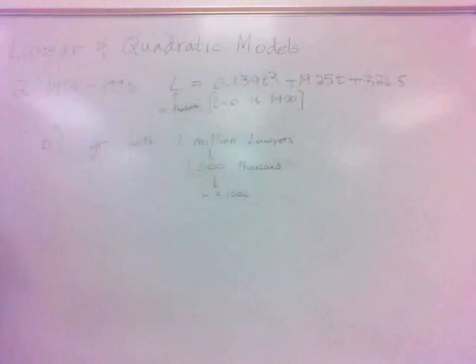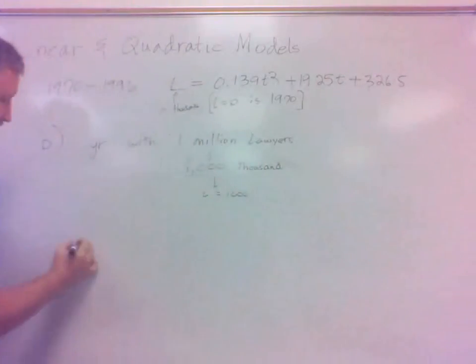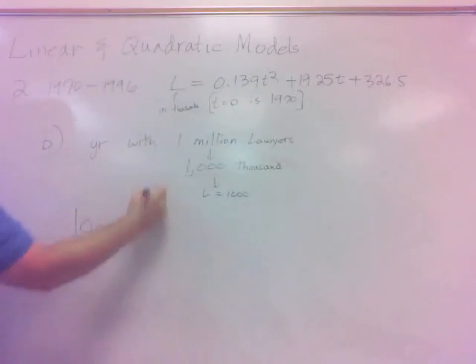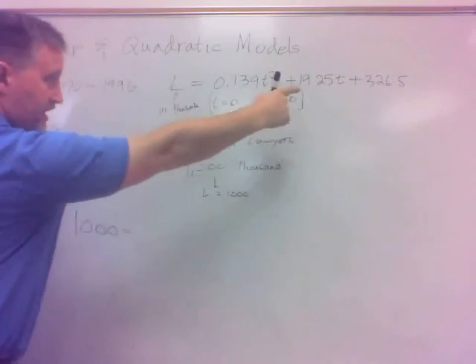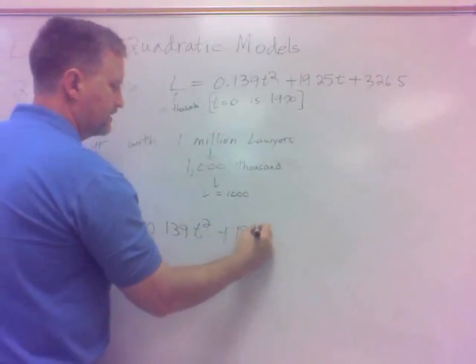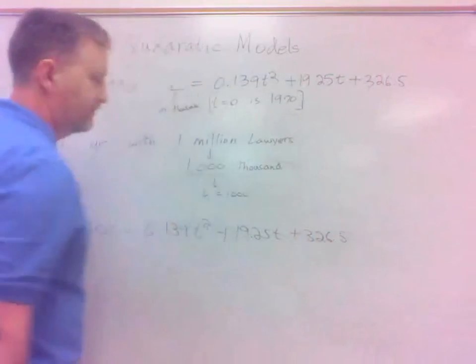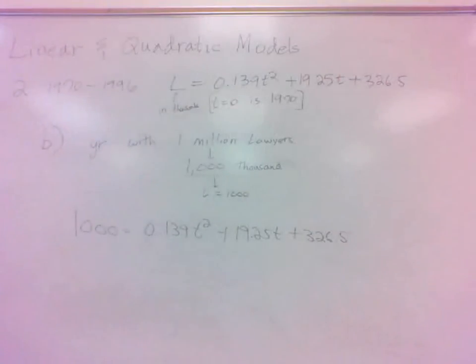All right, so going at this directly, we could start plugging in t values and see where that takes us. But let's do it the direct way here just to see how we would do that. I'm just going to set L in the model. L is 1,000. So 1,000 equals 0.139 t squared plus 19.25 t plus 326.5. And what that leaves me is a very nice, lovely quadratic equation that I need to solve.